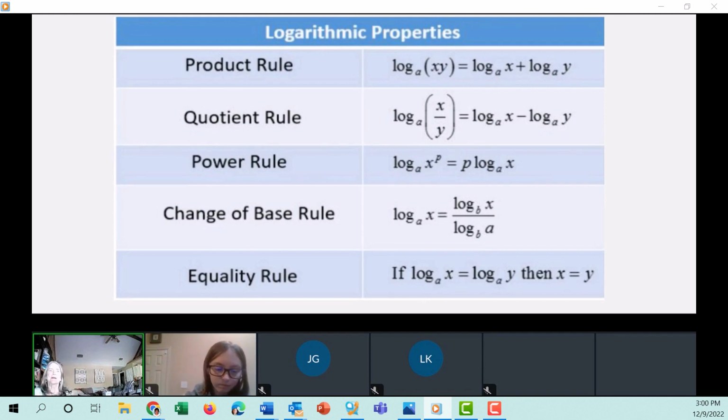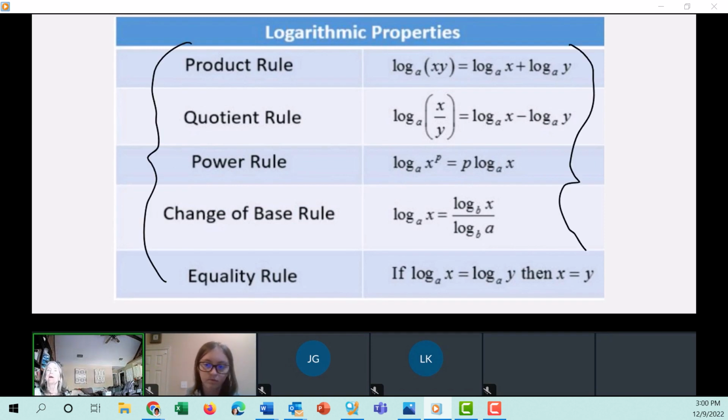Now, I'll put this in the slideshow so that you would have the rules. If you have not gotten into this 4.08 and finished that, these are most of the rules we've been using.